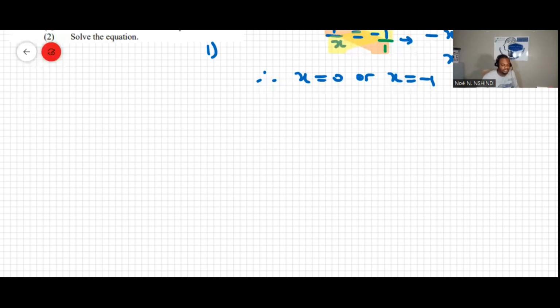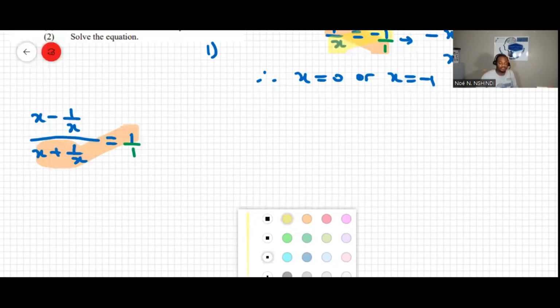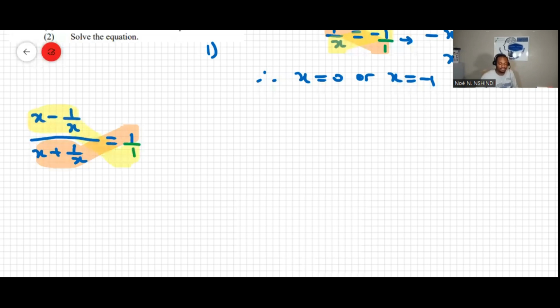The expression is x minus 1 over x, all over x plus 1 over x, equal to 1. Now 1 here is like 1 over 1, okay? So we can just multiply this denominator here by 1, and then we take the other numerator and also multiply it by 1 over there. So this will make x plus 1 over x equal to x minus 1 over x.